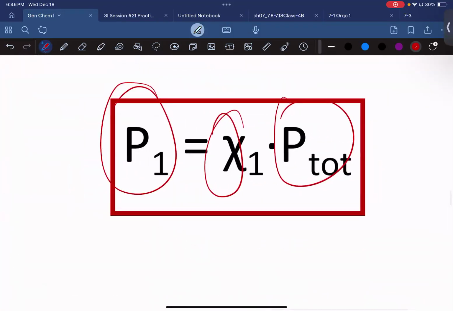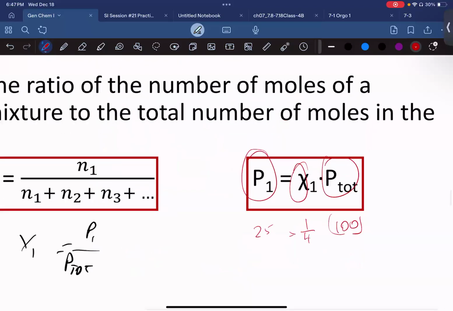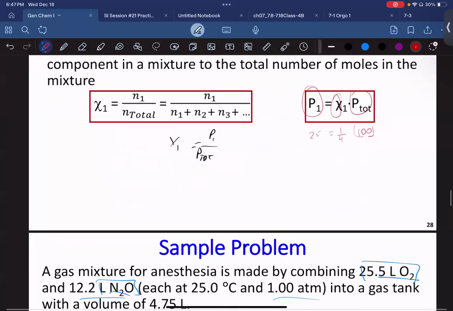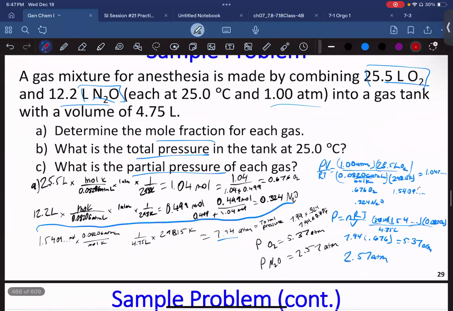This is essentially saying, let's say the total pressure is like 100. This is like multiplying it by a fraction. The fraction of oxygen would be, let's take 1/4. The pressure then would be 25, right? So it's really all about percentages and just seeing that. Or you can just memorize it, whatever works for you.